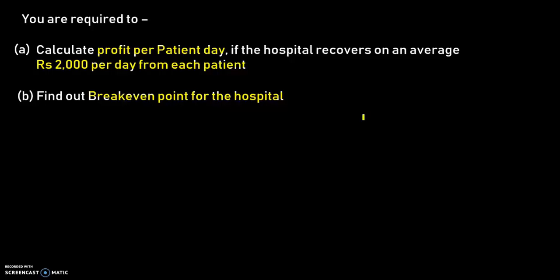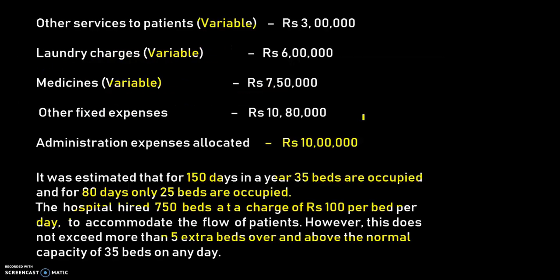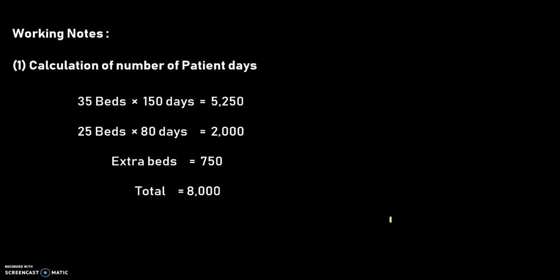And how do you know the patient days? It is simple. See, for 150 days, how many beds are occupied? 35. And for 80 days, how many beds are occupied? 25. So simply multiply and add them. So working note 1, calculation of number of patient days. 35 beds is for 150 days, that is 5,250, and 25 beds is for 80 days, 2,000.